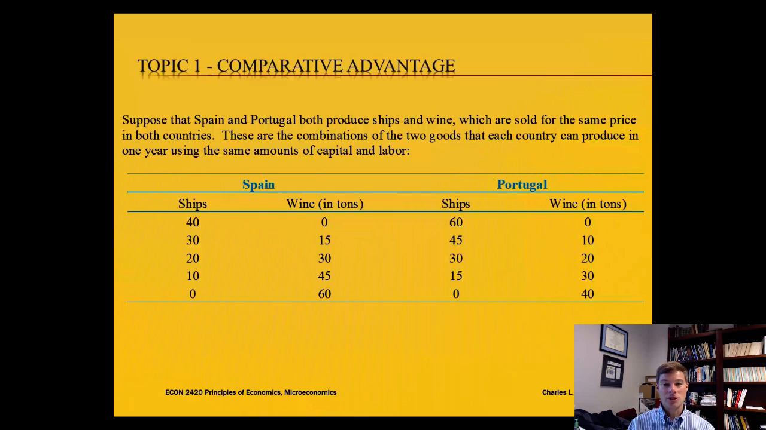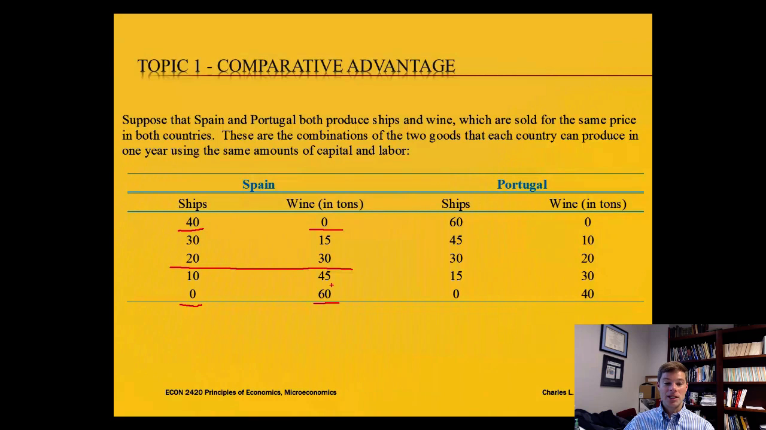The wine is measured in tons. The chart below shows on each row the maximum quantity of ships and wine that each country can produce. For example, Spain has the opportunity to produce 40 ships, but if it makes ships, it has no resources left with which to make wine. On the other hand, Spain could make 60 ships, but this would leave no resources in Spain with which to make wine. And there are also output levels in between that are possible that involve producing both wine and ships.